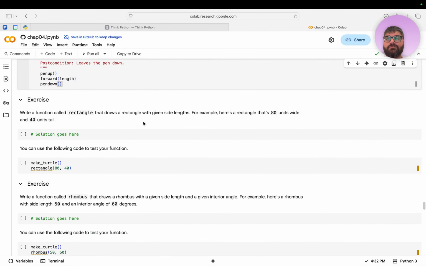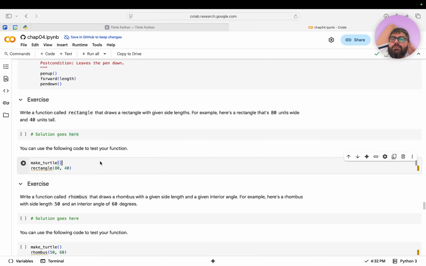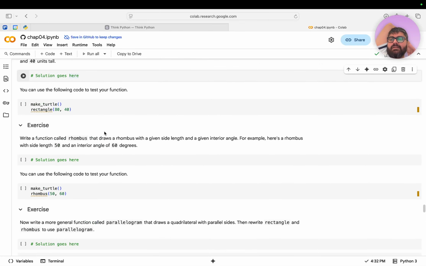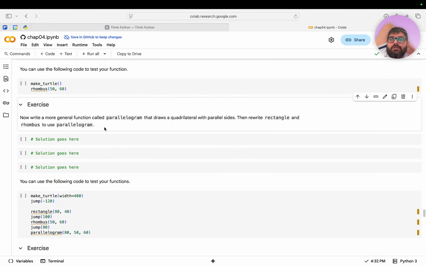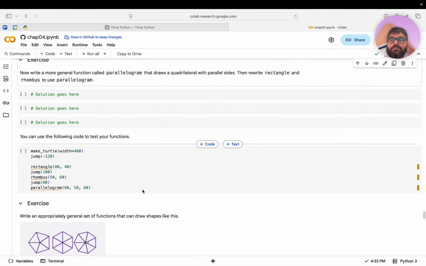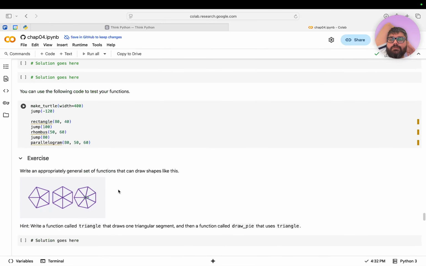Write a function called rectangle that draws a rectangle with given side lengths. For example, here's a rectangle that's 80 units wide and 40 units tall. You can use the following code to test your function, right? Yeah, very simple. Same thing with the rhombus. Do it again with a parallelogram. You can use the following code to test your functions.